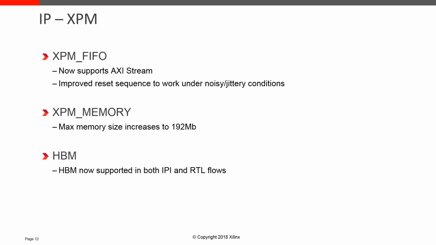Moving to memory IPs, XPM FIFO now supports AXI stream and has an improved reset sequence to work under noisy conditions. XPM memory has increased the max memory size to 192 megabits that now matches the capabilities of block memory generator. For HBM devices, HBM is now supported in both IPI and RTL flows.